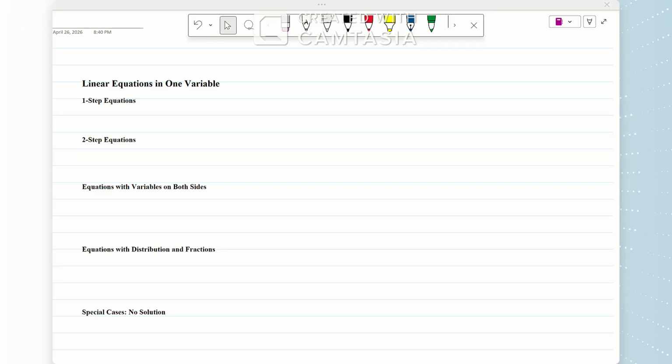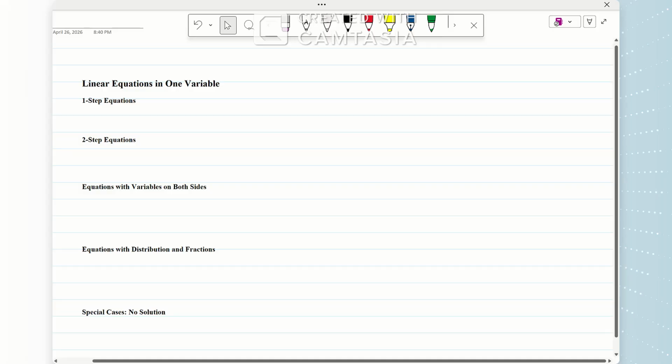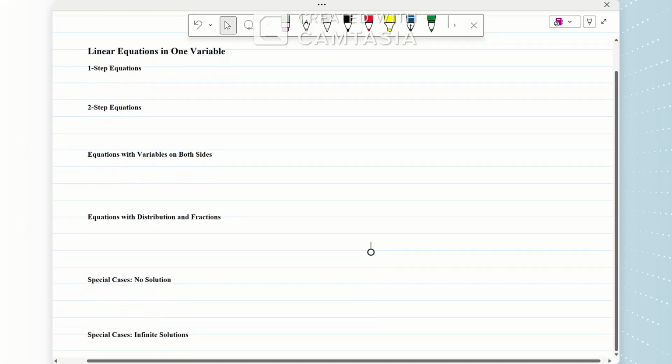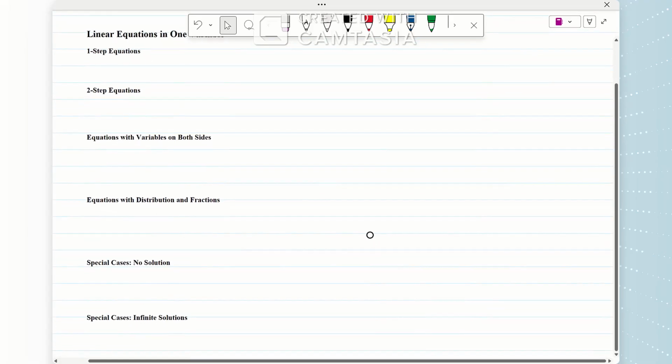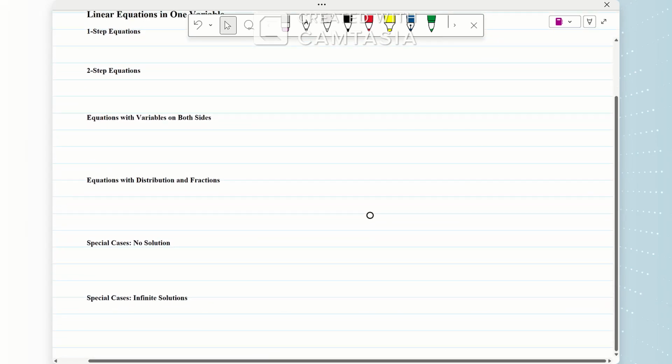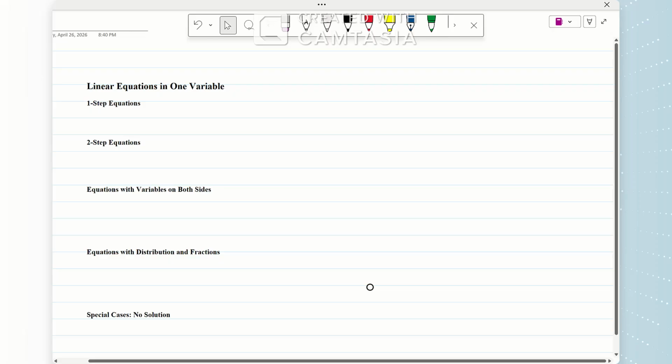series of SAT lectures. Today we are going to look at linear equations in one variable. On SAT, you can have different types of problems, which you can solve either in one step or two steps. You may have equations with variables on both sides. You may have equations with the distribution property to be used, or may involve fractions. And there could be some special cases of no solution or infinitely many solutions.